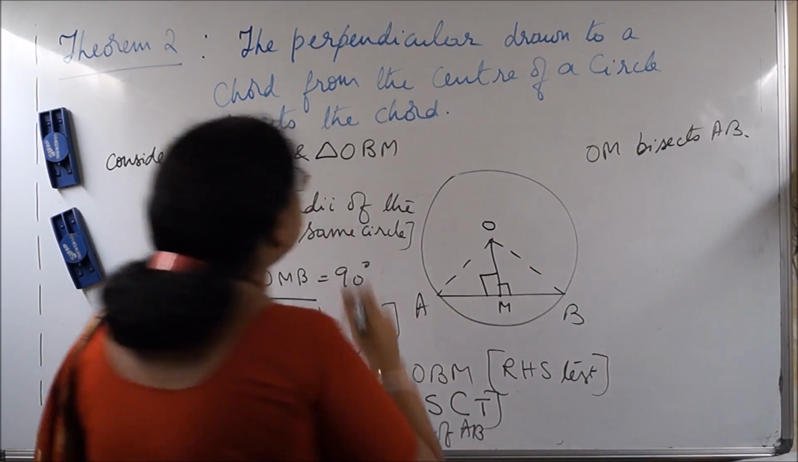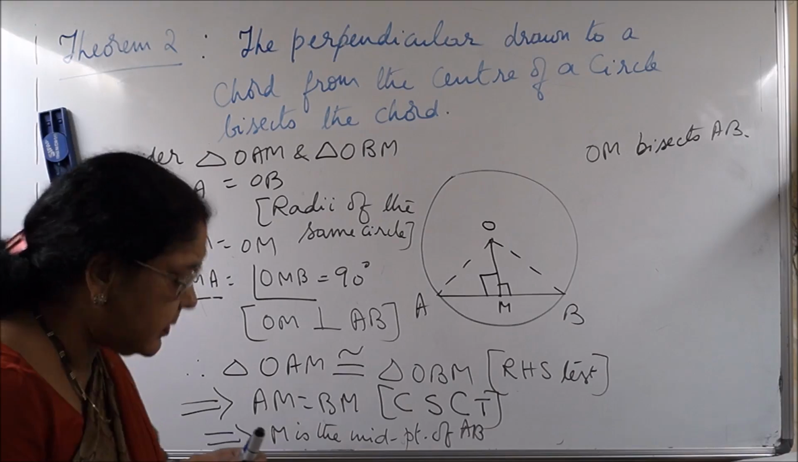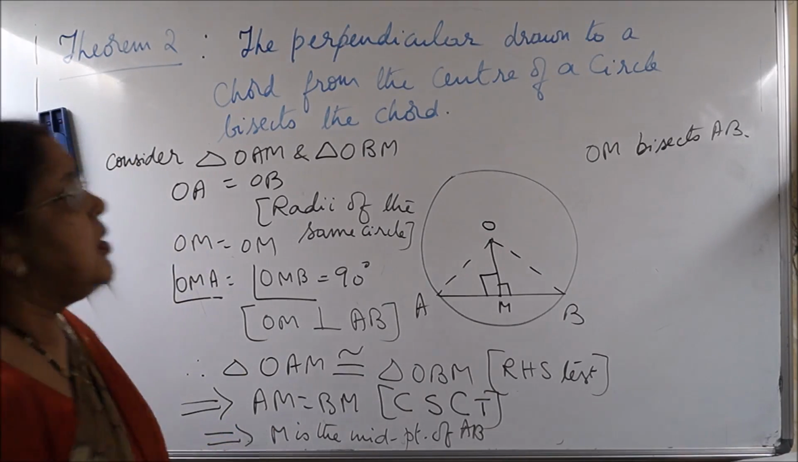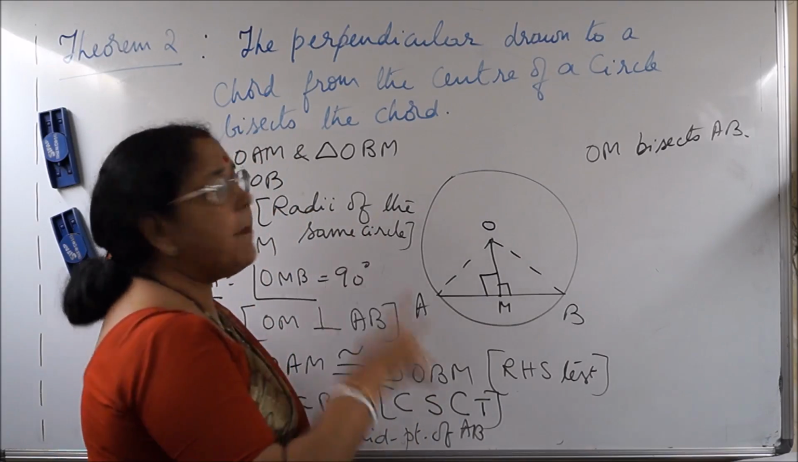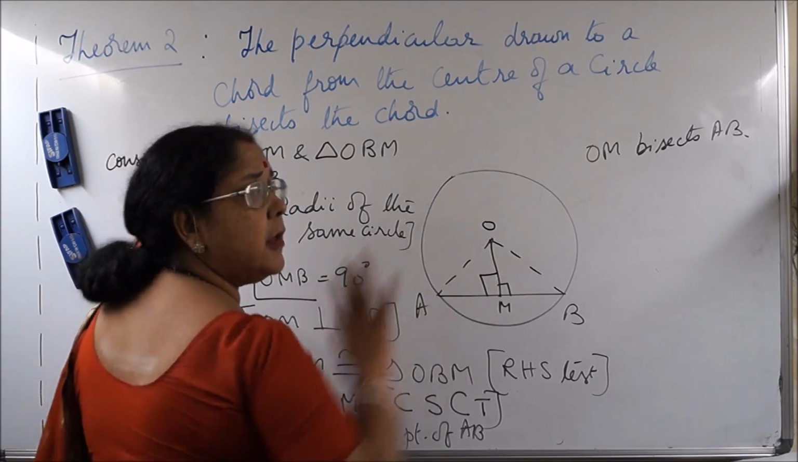So what does the theorem say? We have proved. What does the theorem say? That the perpendicular drawn from the center of a circle to a chord bisects the chord. So that is what we have proved.